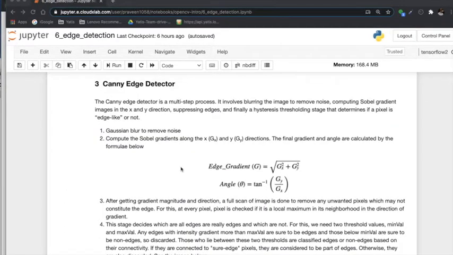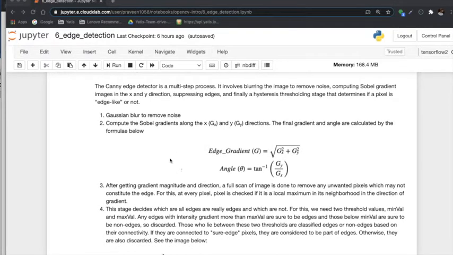Canny edge detector. The Canny edge detector is a multi-process step. It involves first blurring the image to remove noise, then computing the Sobel gradients along the X and Y directions. In the end, there is an edge suppression process, and finally a hysteresis thresholding stage that determines if a pixel is edge-like or not. So, repeating, first we have a Gaussian blur to remove the noise.